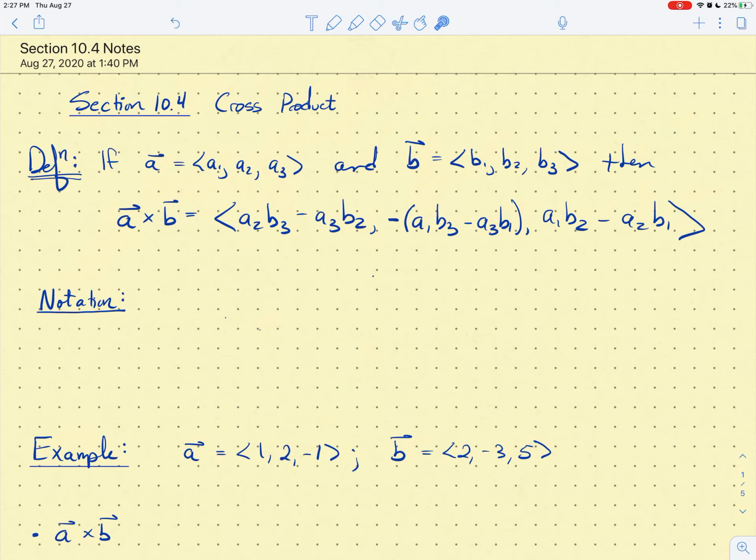And the way that I've written it, A, the first vector, is always first, so it always starts out smallest. So A2, B3, and then minus, you flip it, A3, B2. Second component, there's no twos. A starts out with a smaller number, so A1, B3 minus A3, B1. The difference is I threw a negative on the front. And then the last component, there's no threes. A starts out smaller, A1, B2 minus A2, B1.